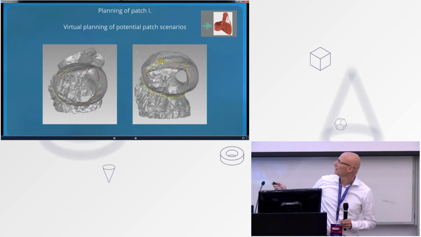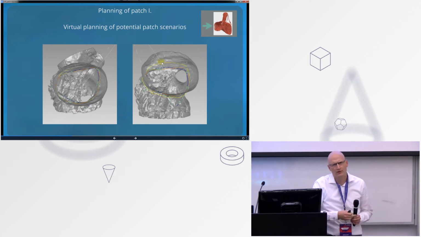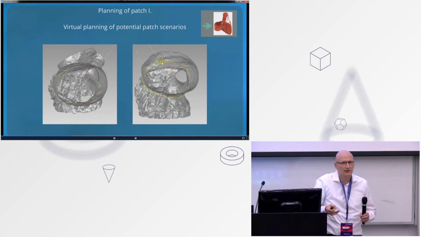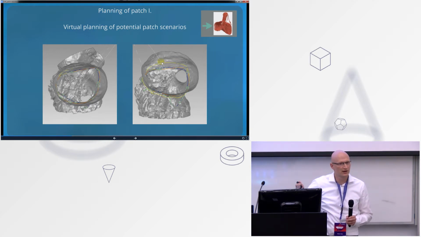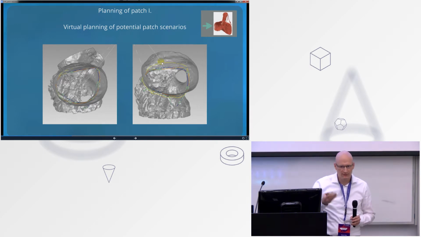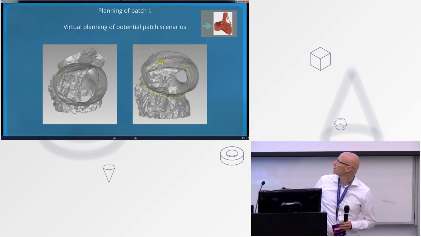So firstly, we take the models and start to draw curves on it, taking into consideration the anatomical structures, the thickness of the wall, and also the functionality of the wall. Then we had 3-4 curves, which means there are 3-4 scenarios or 3-4 morphologies of potential patch for closure.